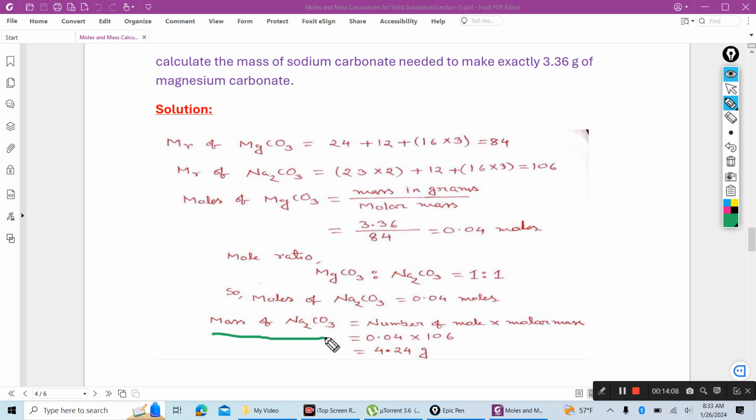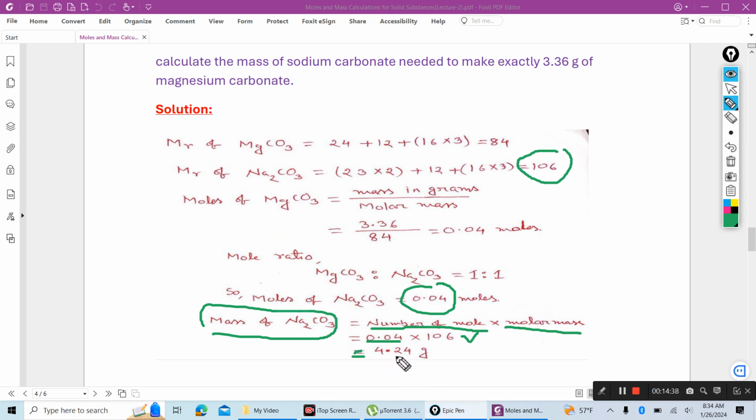Now mass of sodium carbonate will be number of mole times molar mass. Mass of sodium carbonate will be number of mole times molecular mass. Number of moles we get here 0.04 times molar mass of sodium carbonate, 106. If you calculate, you get this value, 4.24 gram.